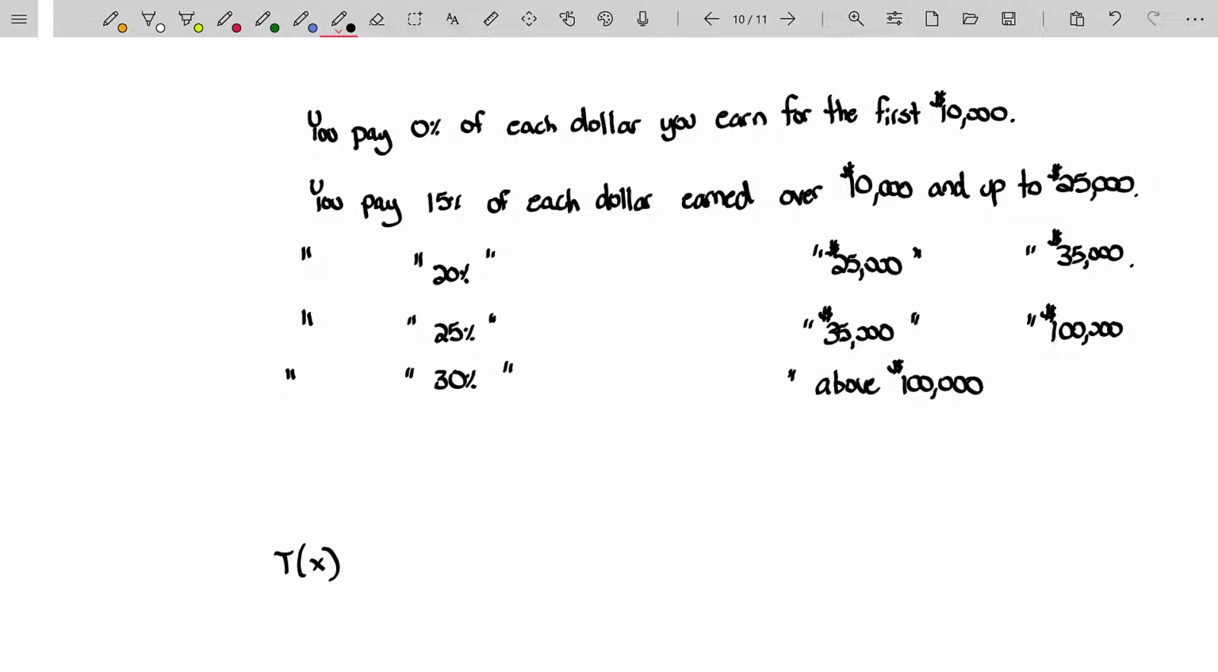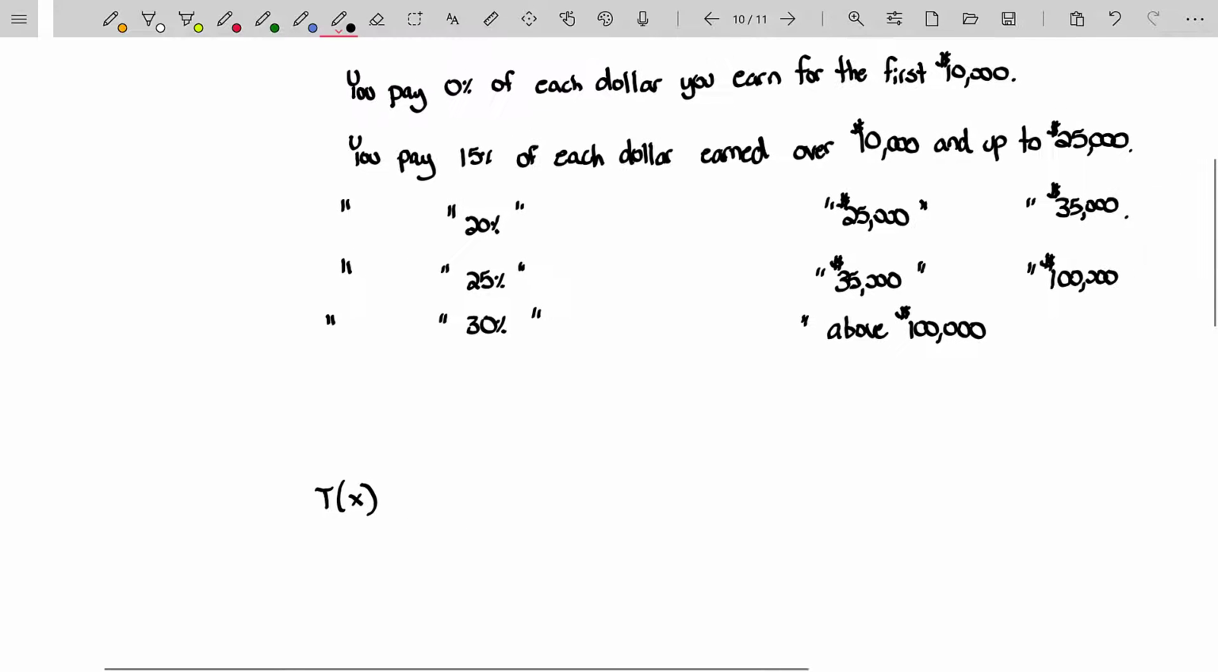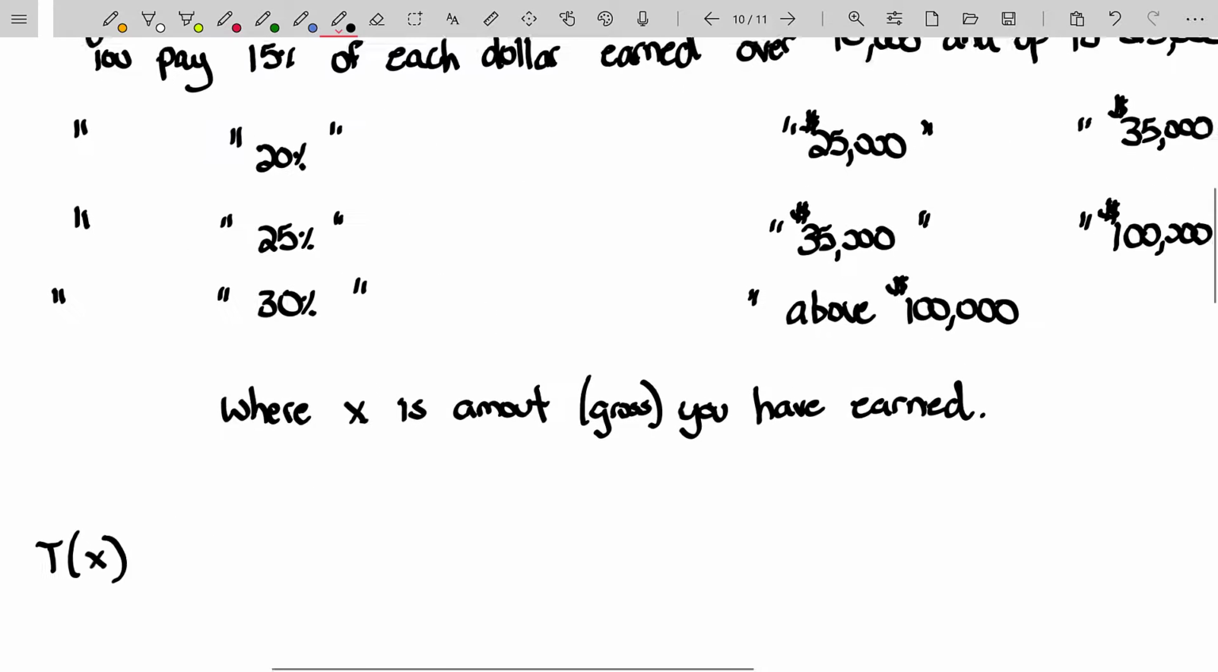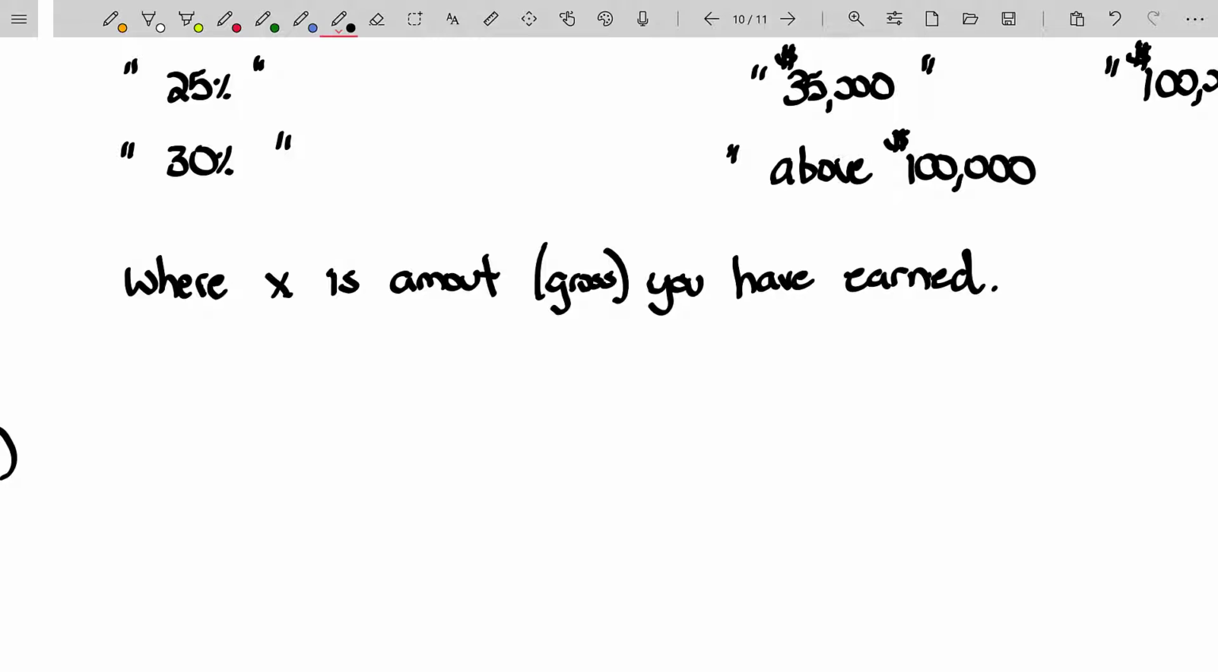So the point here is to create a piecewise-defined function that represents the amount you should owe in taxes. So I'll name our function t of x, which is the amount you owe in taxes, where x is the amount you have earned. And that amount, x, will be gross income. In other words, the amount of money you've earned prior to paying taxes or anything else.